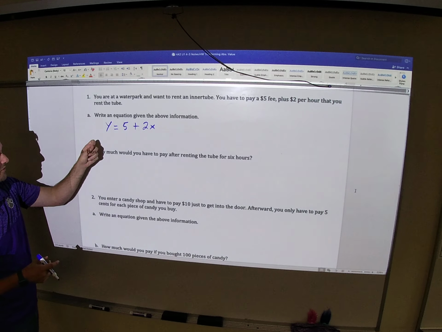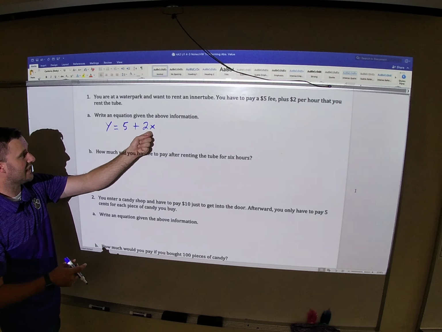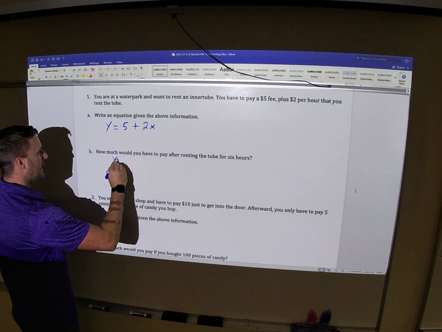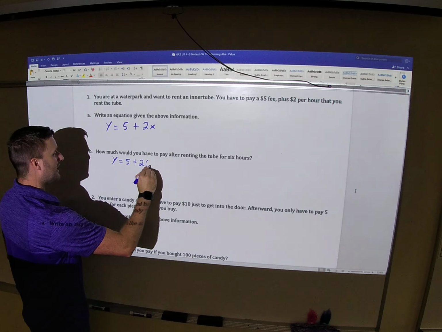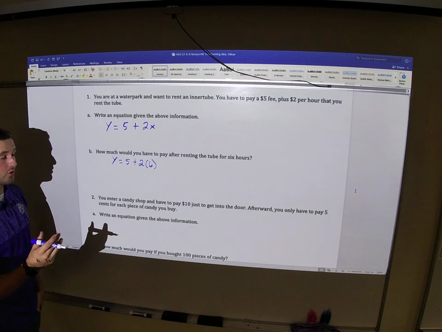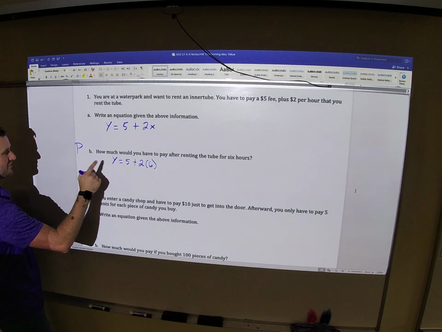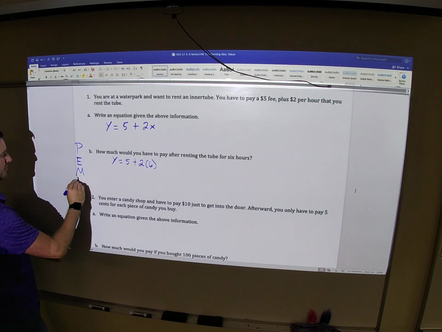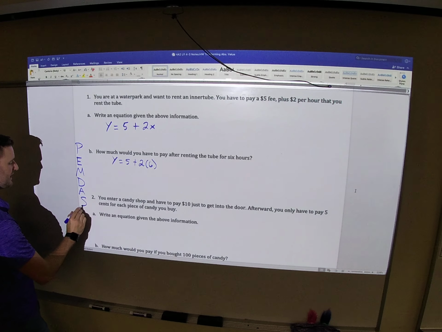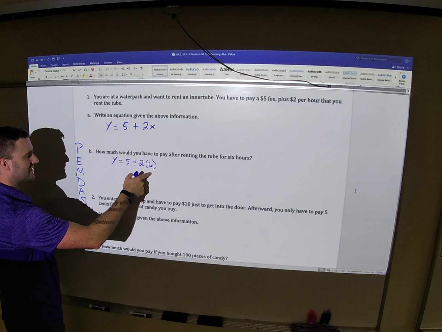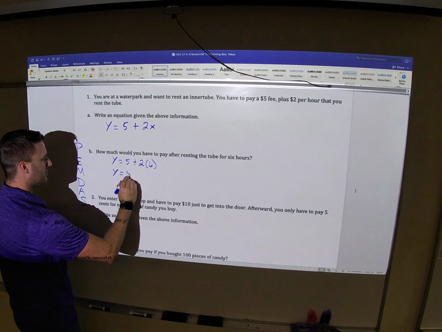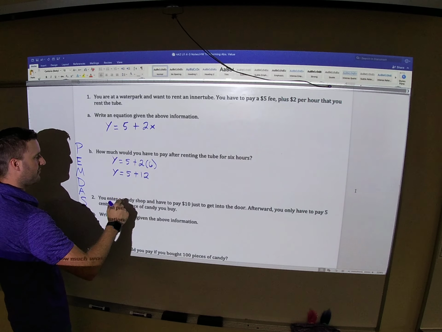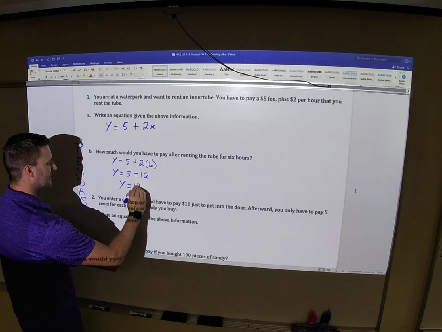If I want to see how much I would pay after renting the tube for 6 hours, because this is $2 per hour, let's see what we get. So we would have y equals 5 plus 2 times this 6 hours. Remember, order of operations. We deal with parentheses first. We have parentheses, but nothing to simplify. We don't have any exponents, but we do have multiplication. So 2 times 6 is 12. So y equals 5 plus 12. Now we can deal with the addition. So 5 plus 12, we get y equals 17.